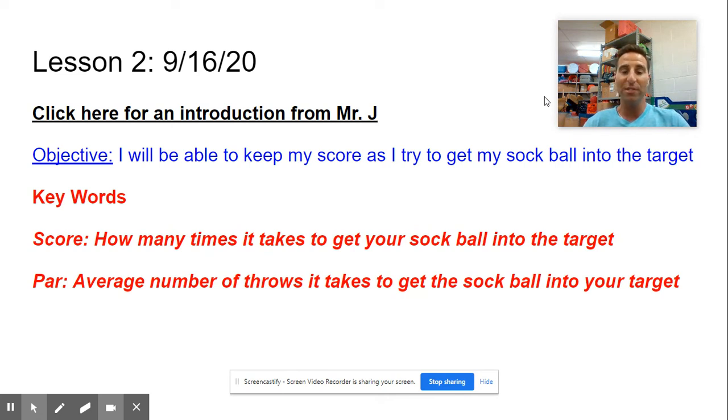So once again, we have two key words, and that is score, which is how many times it takes to get your sock ball into the target. And we also have the word par, which is the average number of throws it takes to get your sock ball into the target.